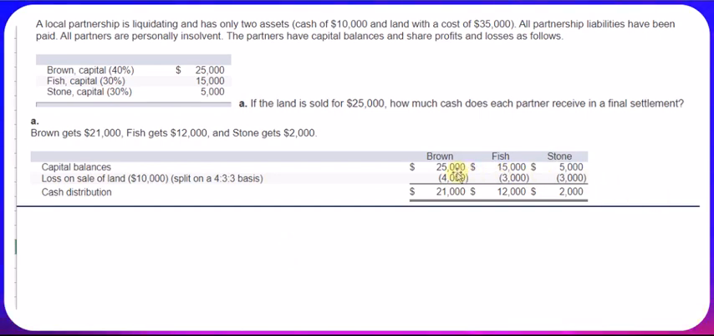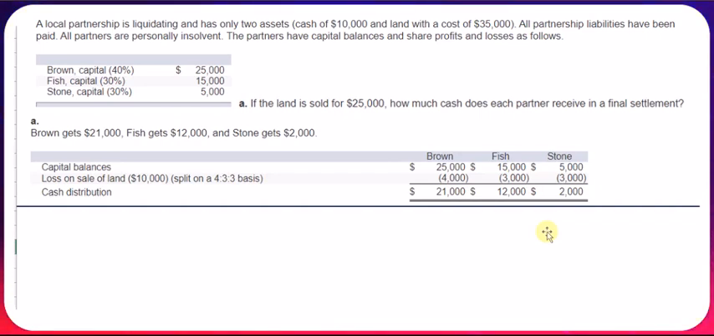Jot down what their capital balances are. By the way, if you add that across, 25, 15, and 5, what do you get? You get $45,000. That's equal to the cash balance and the land. Hopefully that makes sense to you because the accounting equation has to stay in balance, right? Assets equal liabilities plus equity. They told us there's no liabilities. The liabilities have all been paid. Okay, so the assets equal equity, so that's in balance.